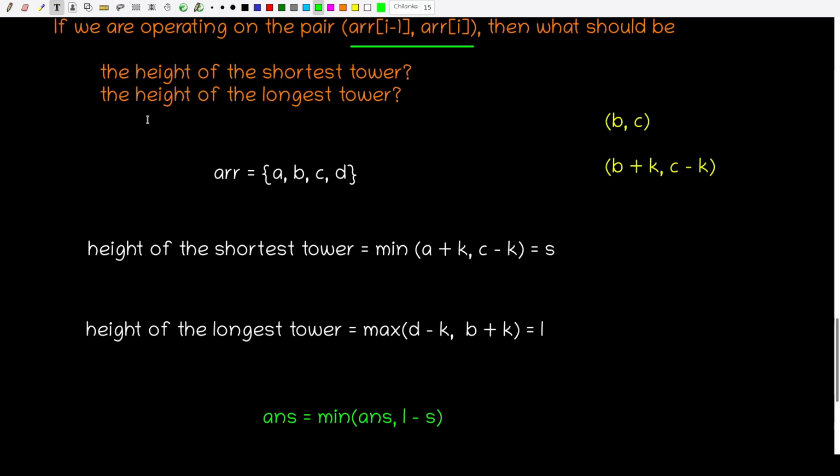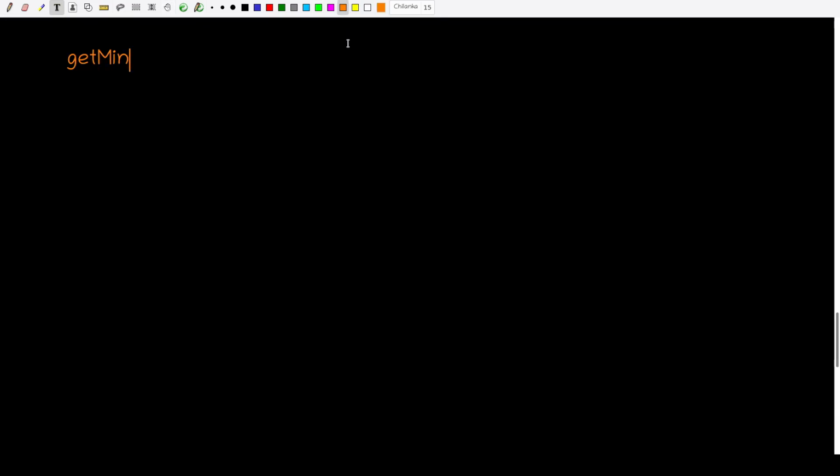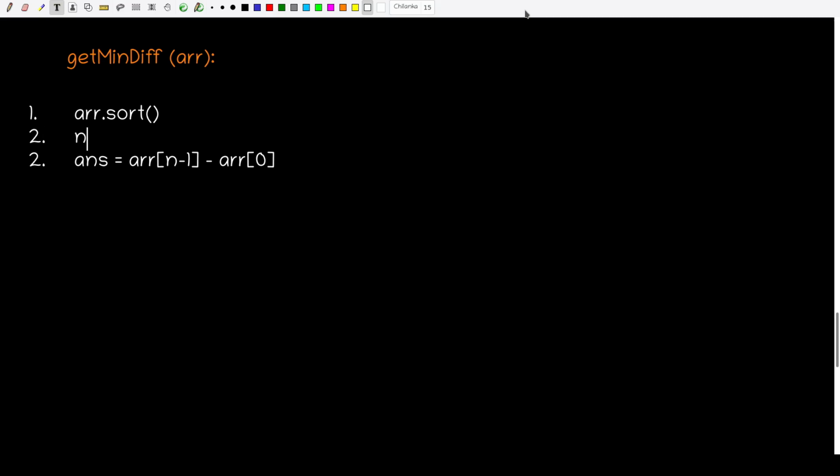Now let us discuss the pseudocode of this problem. So let's say we want to compute the minimum diff and an array is given to us. For this, as we have discussed, the first thing we are going to do is sort the array. Once we have sorted the array, let us set the initial value for answer. The initial value of answer will be given by ARR n minus 1 minus ARR 0, essentially the difference between the last element and the first element. And let's also have n set, so n will be equal to the length of the array.